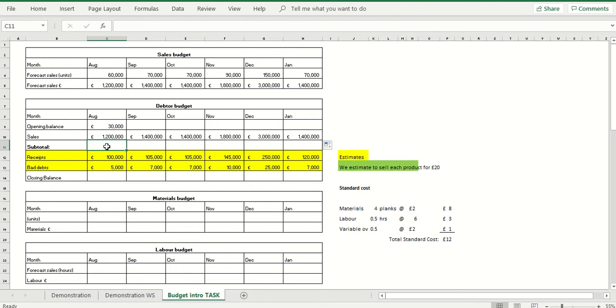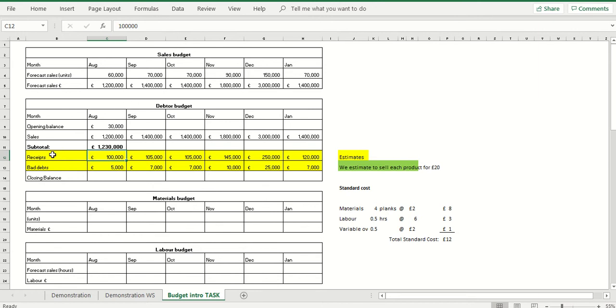The subtotal is simply our opening balance added to our sales for this particular month. We're in the month of August here. So that would be our opening balance plus our sales of 1.2 million. So in total, at this point, we expect that our customers will owe us £1,230,000 so far. But now we've got these yellow items. Let's just remind ourselves, these yellow items are estimates. These are numbers we've been given. This is what we expect would happen.